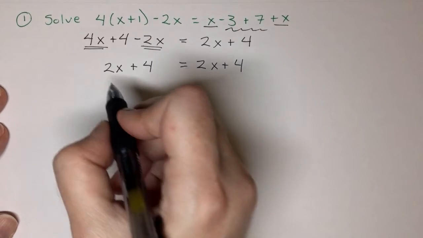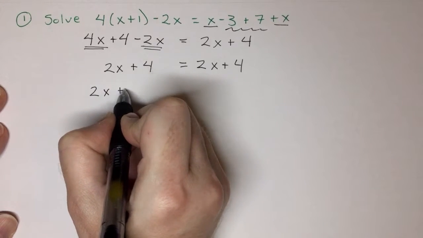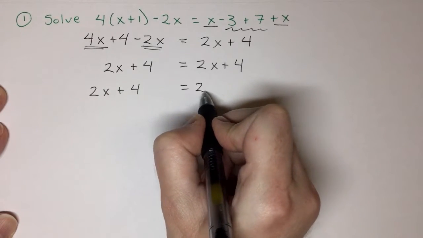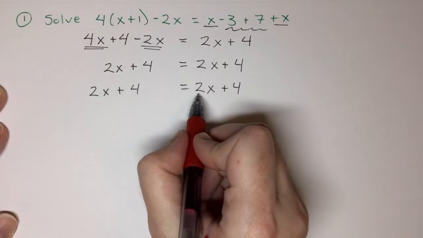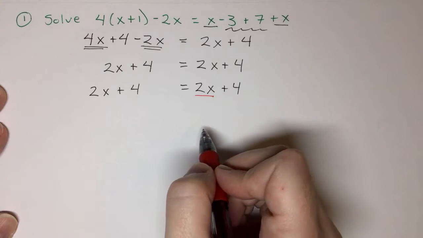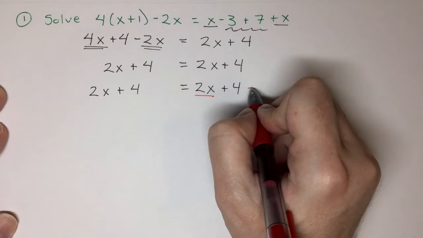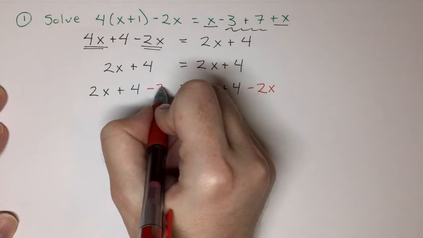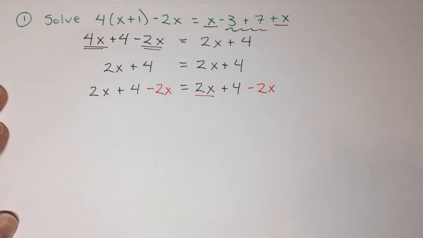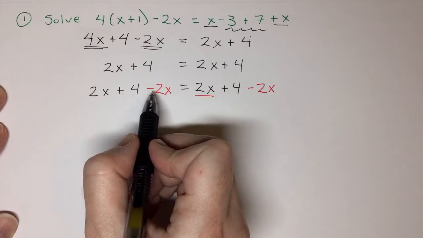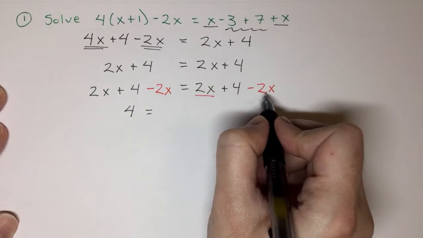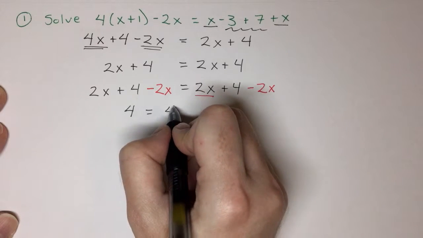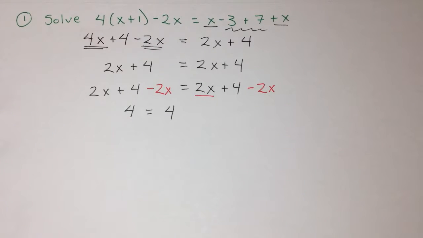Move your variables first, so I want to get all my variables either to the left side or the right side. To do that, if I want to move my variables over to the left, I want to get rid of this 2x. It's a positive 2x, so I subtract 2x from both sides. 2x minus 2x is 0, and I'm left with 4 on the left. 2x minus 2x is 0, and I'm left with 4 on the right, and I've lost my variable entirely.